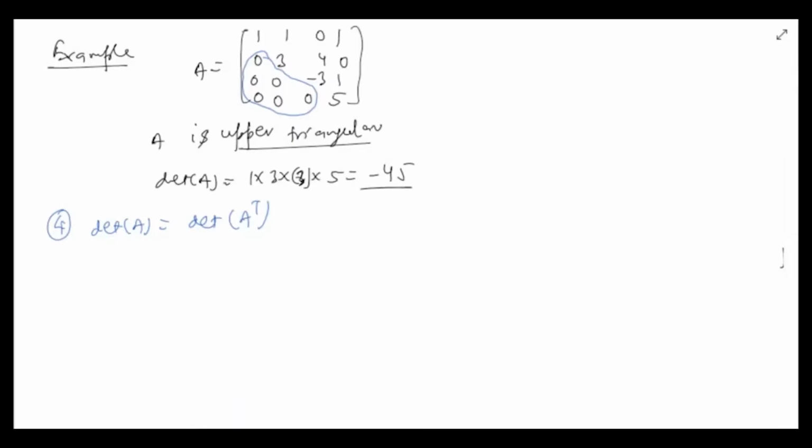Now we will see yet another property. It says that if A and B are square matrices of order n cross n, then the determinant of A times B is the product of the determinants of A and B. So for A, B, which are both n cross n, determinant of AB is determinant of A times determinant of B.